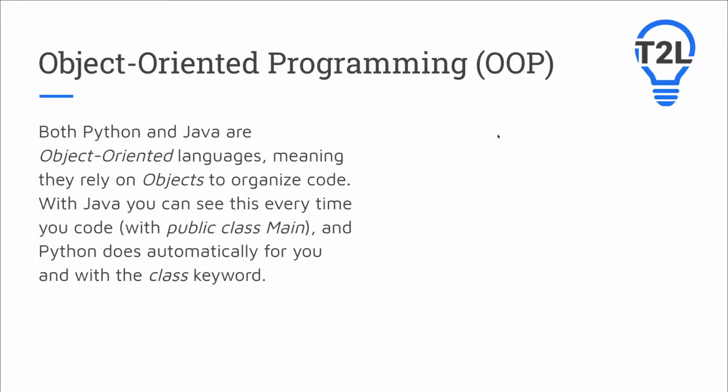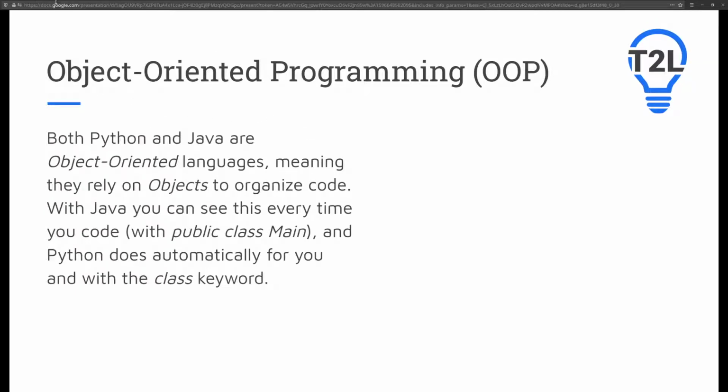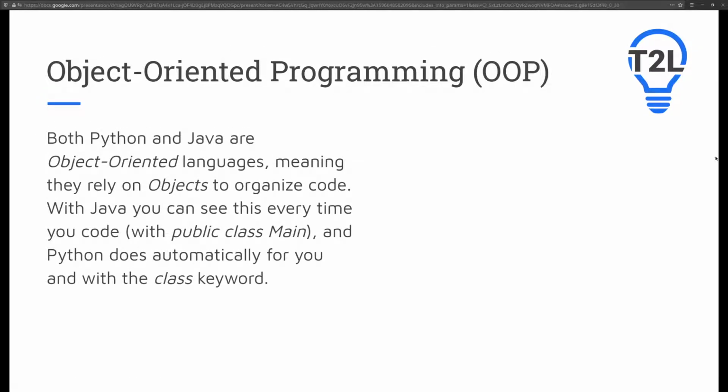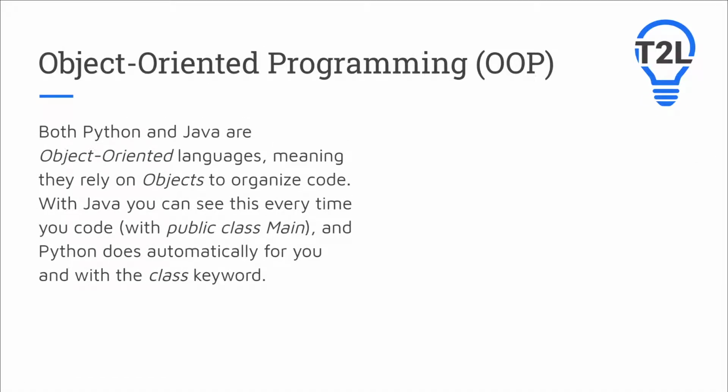So actually, let's do that now. Or nah, can I get out of this? No, I can't. But yeah, so you have public class MyClass, right? Everything has a class in Java. It's all object oriented. Python is the same way with a class keyword.